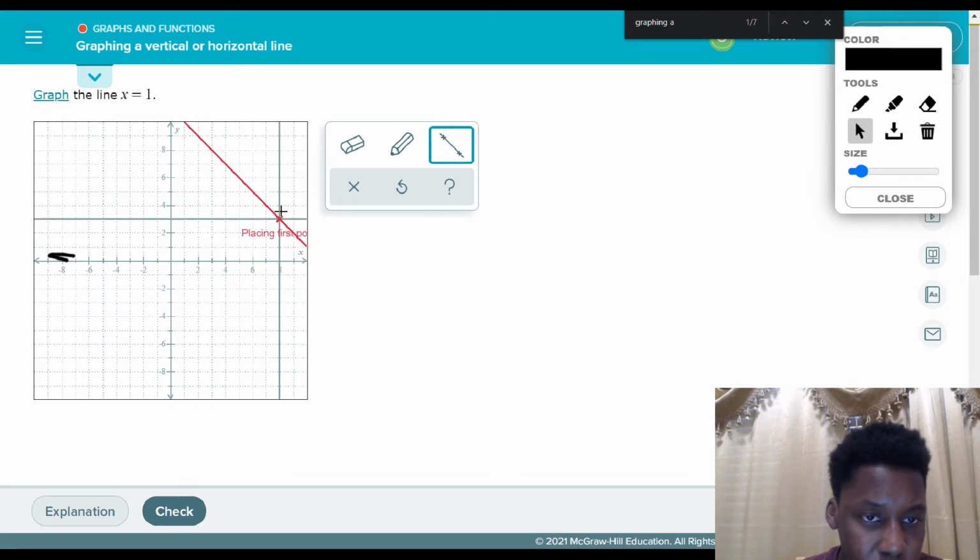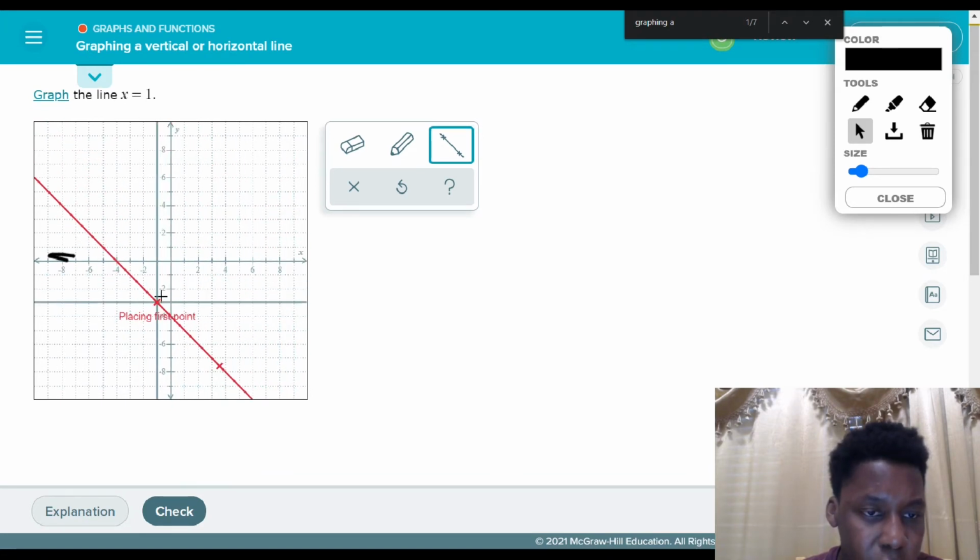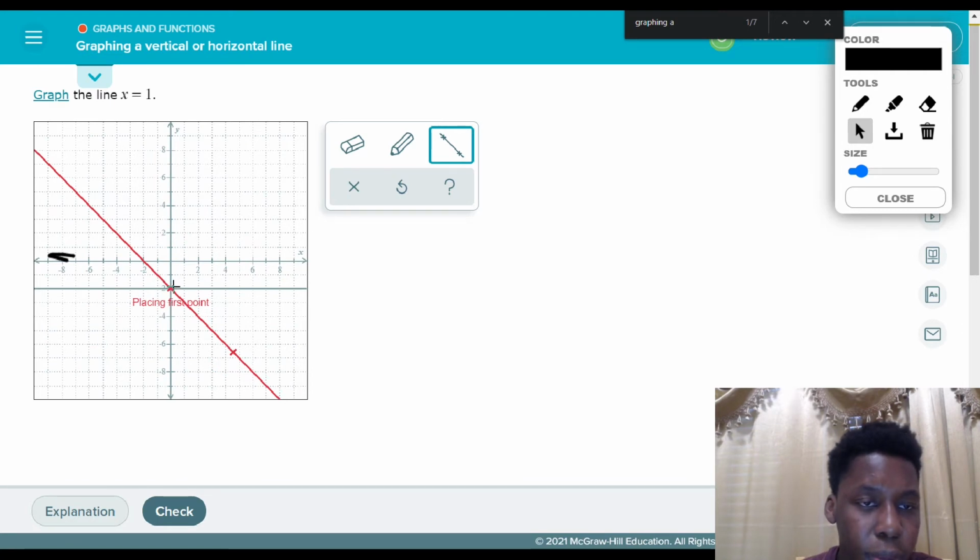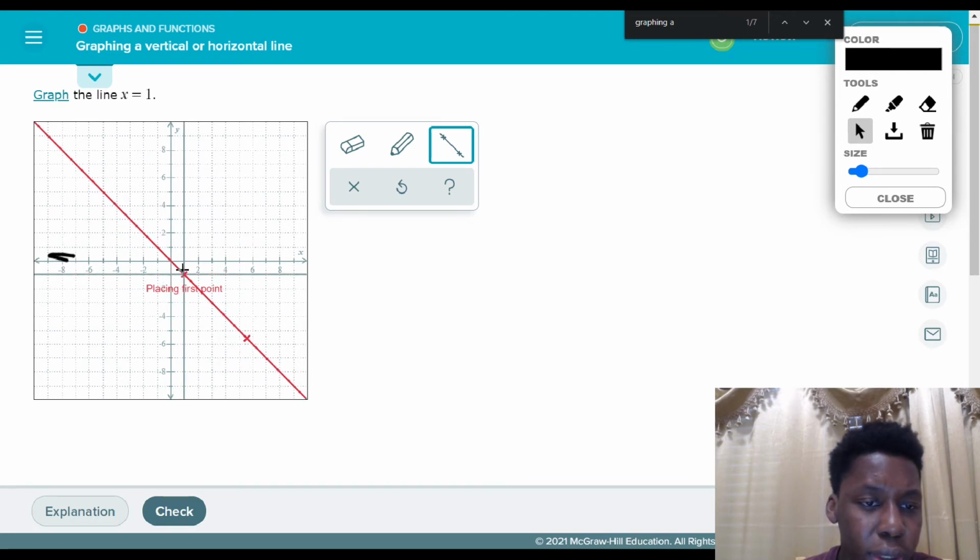Because graphs basically move in intervals. So this is the starting point, this is 0, and then the next point is a 1 here.